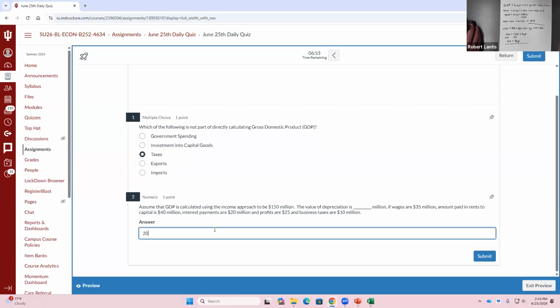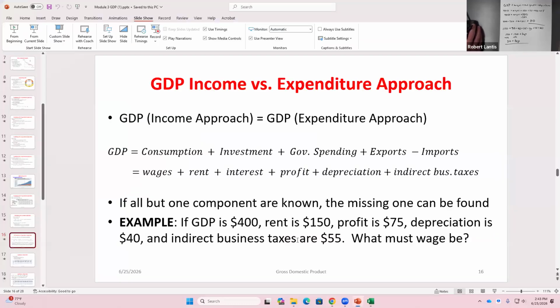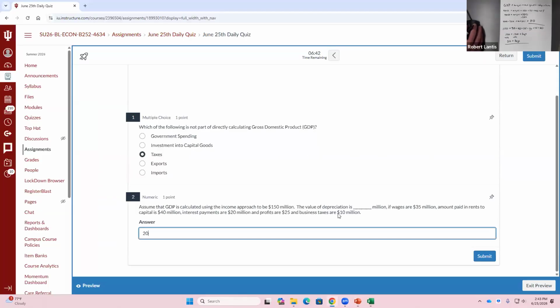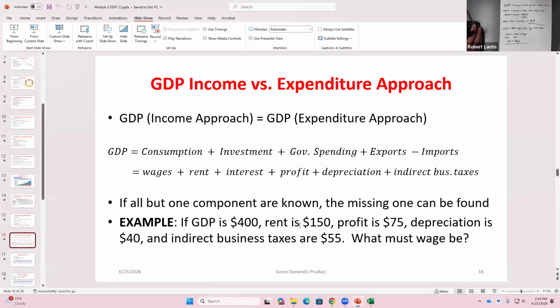Any questions on that? So this would be 20? Do we have to type 20 million or is 20 okay? No, 20 is fine. So everything's in millions here. Since everything is like 10 million, 150 million, we're just thinking about that depreciation must be 20 or 20 million. Everything's in millions here. Okay. Any other questions on this before we keep moving?